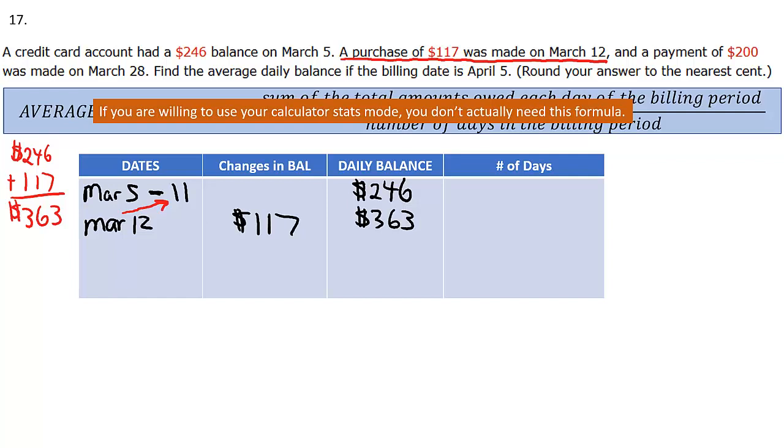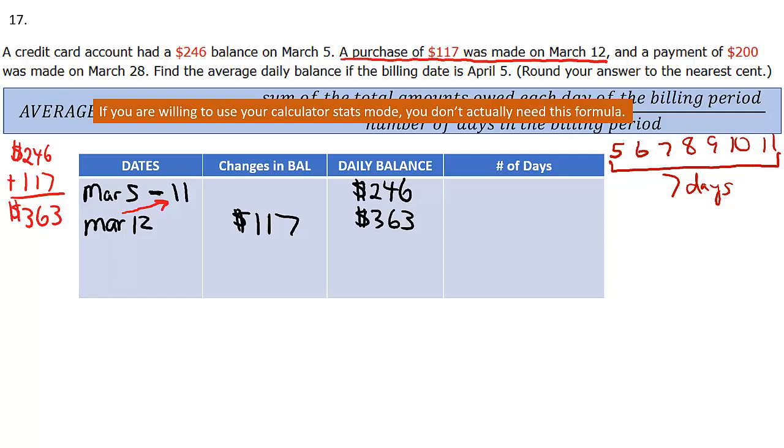So as you're moving down these rows, you can see how many days the previous row had a balance in effect. So now I can see that that $246 balance was valid on March the 5th, March the 6th, March the 7th, March the 8th, March the 9th, March the 10th, March the 11th, and if you count them, that's 7 days. You can also subtract 11 minus 5 and get 6, but remember, when you're counting consecutive numbers, we covered this much earlier, you have to take the largest minus the smallest and add 1. So if you do 11 minus 5, you got to remember you got to add 1.